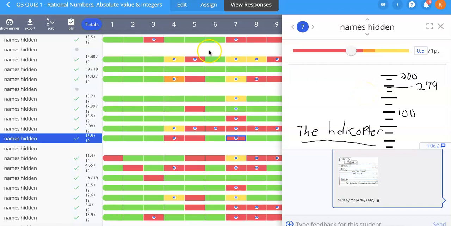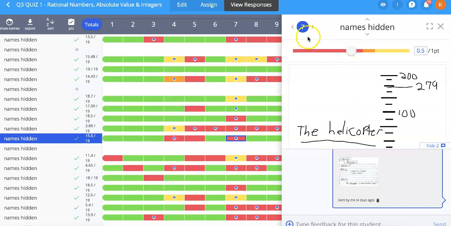For this exit ticket, we're going to be going over Quarter 3, Quiz 1, Rational Numbers, Absolute Value, and Integers. This will help prepare you for your test tomorrow. So when we finish going over individual problems that most students got wrong, you need to go and look at your individual test score and the feedback that I gave you specifically.